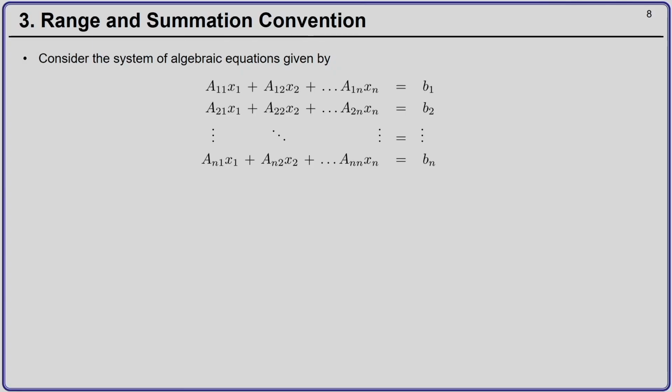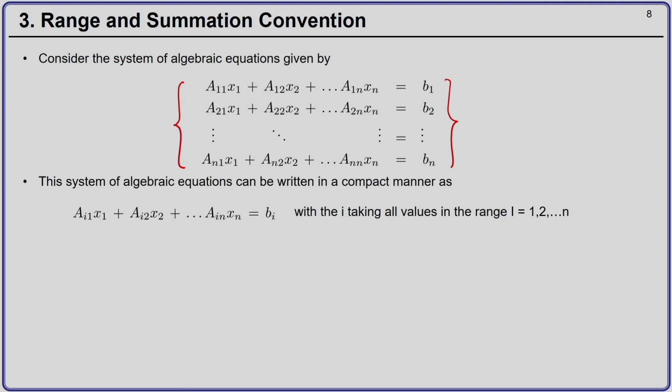Suppose you are given a system of algebraic equations, n equations, as shown here. If you have to write these equations many a time, it will be very cumbersome and tedious to write all of these equations every time that you have to do a certain computation. Would it not be better if we can somehow condense all these equations into one small expression? This can be done using what is called the range and summation convention.